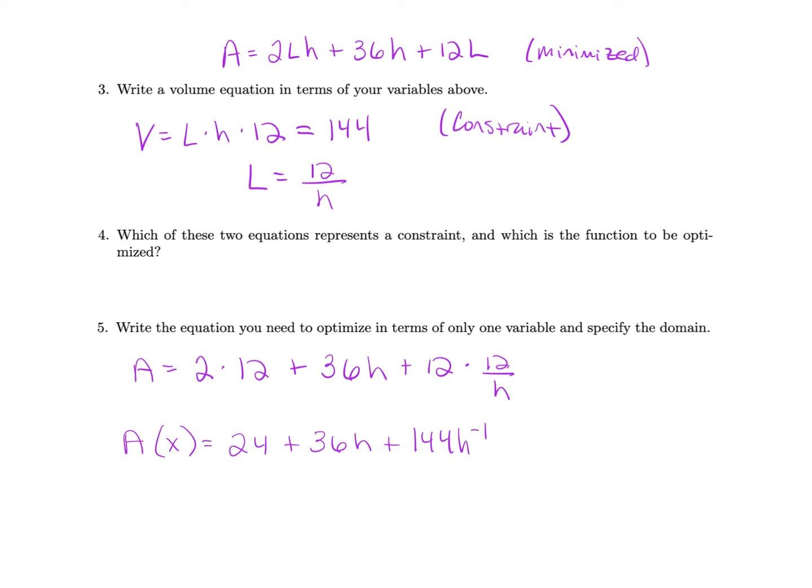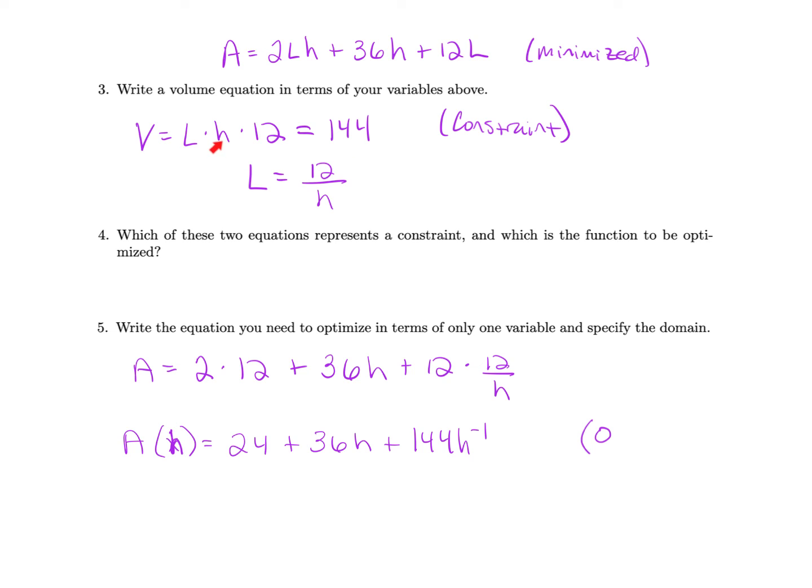Thinking about the domain, which they asked me to do here, specify the domain. What H values make sense? Well, the smallest H could be in the diagram is 0. It's the height of the box. So the smallest it could be is 0, but it can't actually get down to 0 because of the constraint that it must have volume, right? Length times H times 12 must be 144. I can't actually make H 0 because that would give me 0 volume.